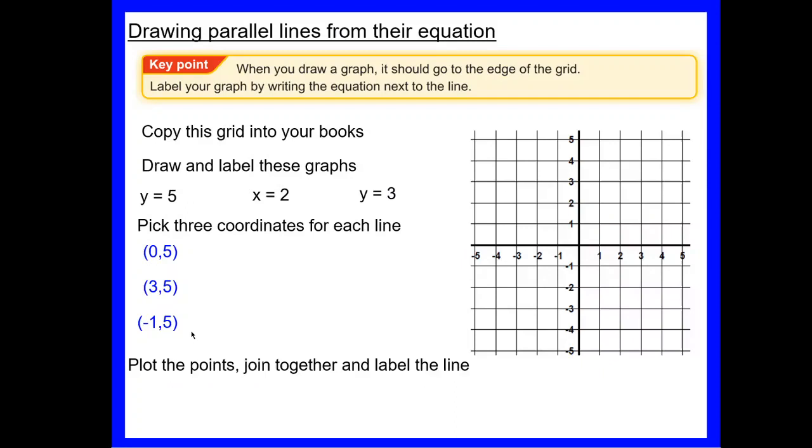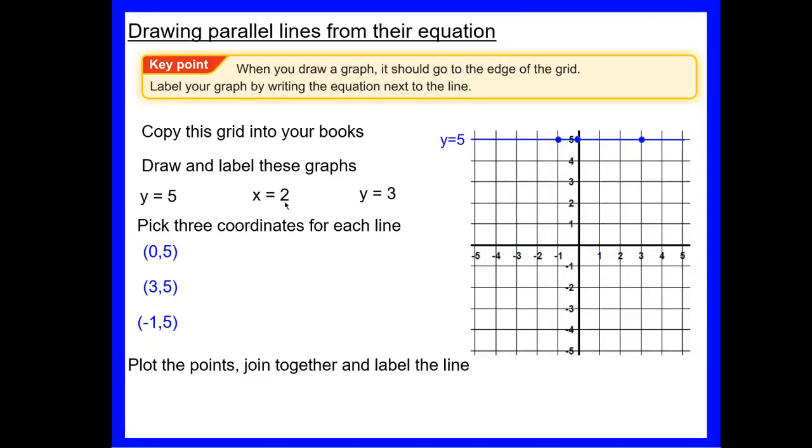I'm then going to plot those onto my graph. So (0, 5) is there, (3, 5), (-1, 5), and I'm going to draw a line to join them together. And as it says in our key point up here, my line needs to go all the way across my grid. So there's my line, and we need to make sure we label next to the line, and that was y equals 5. So let's do that for the next one then.